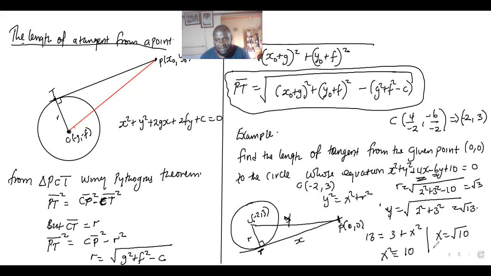Now, there's an interesting example I want us to see. I'm now bringing 2 circles. Example 2.